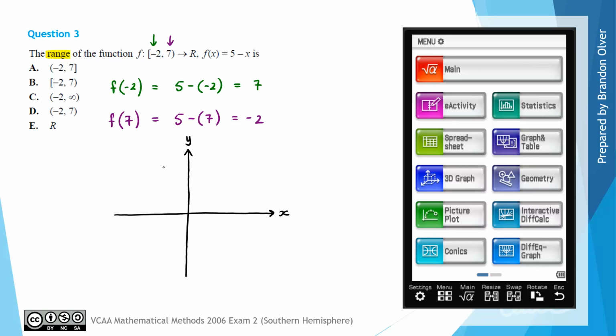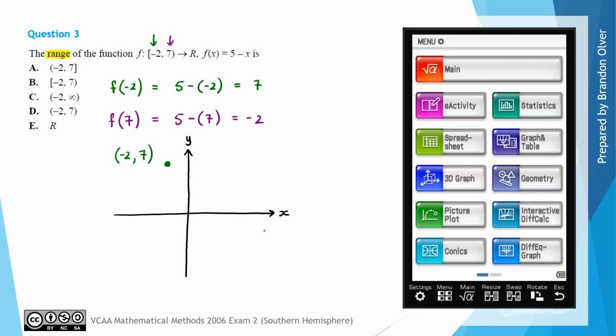On this set of axes, I'm going to locate those two coordinates. When x is -2, we get y is 7. So that point is going to be somewhere up here, and it will be a coloured in dot, because there's a square bracket around the -2 including it. So that point is (-2, 7).